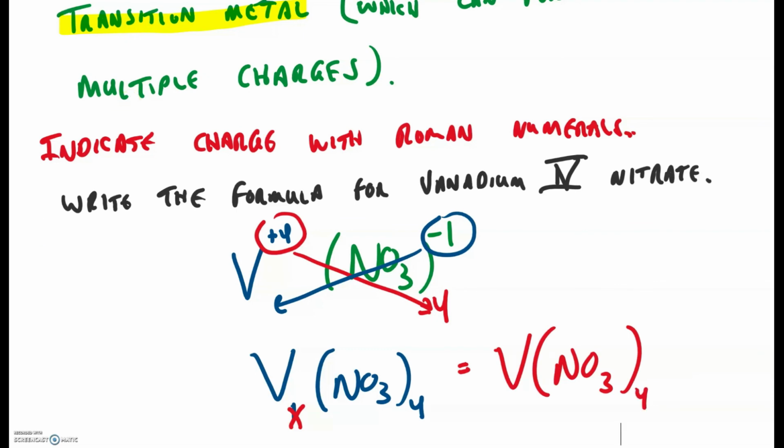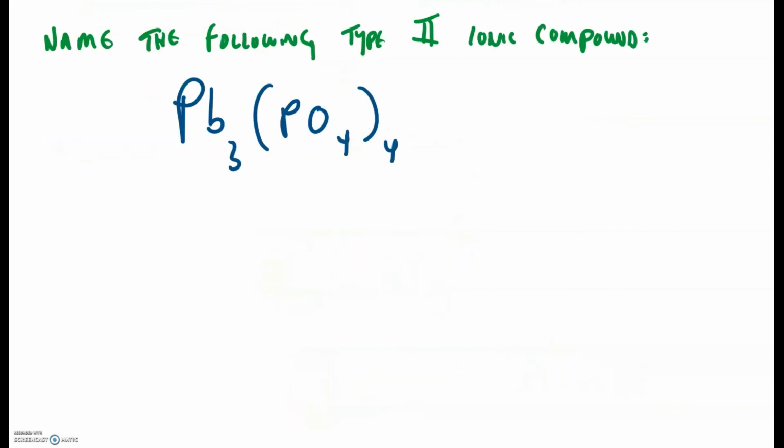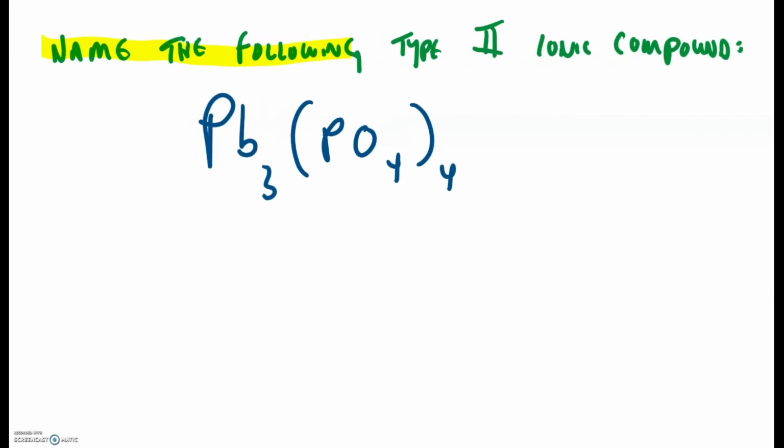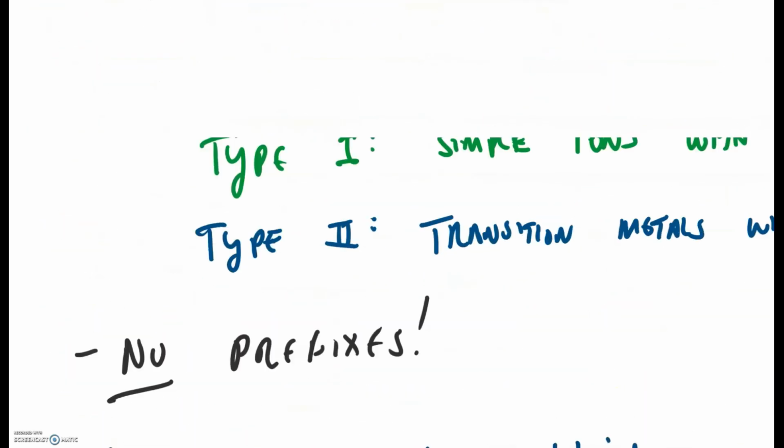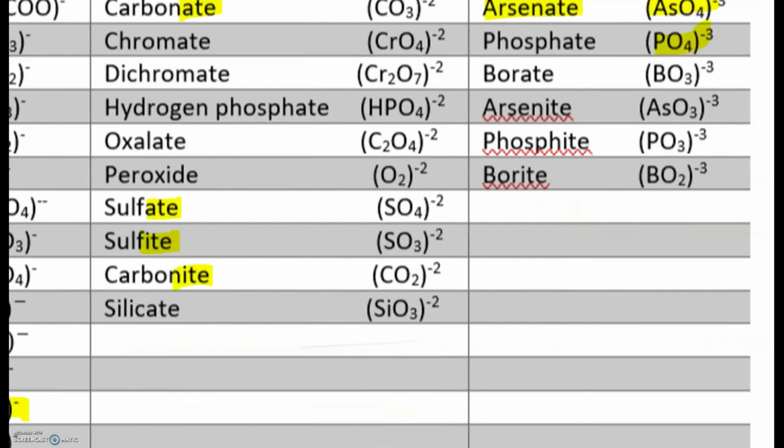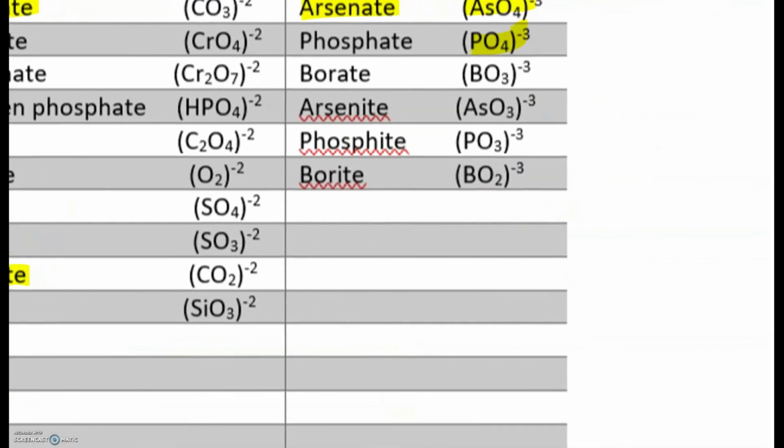Now what if we were going the other way? Here's one where we're going in the opposite direction, where it says, name the following type 2 ionic compound. So clearly what's going on here is we have a compound that has 3 lead atoms and 4 phosphate ions. Phosphate is this polyatomic ion. You see it right here in our list of polyatomic ions because it ends in ATE. So you know that's what it is.